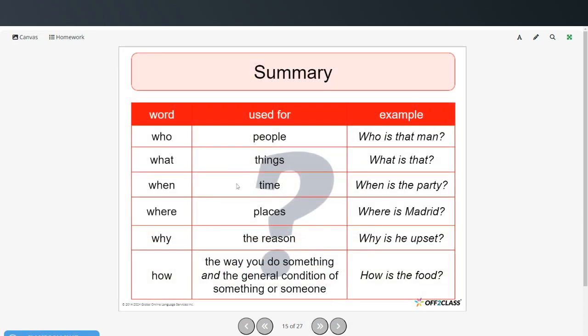So this is a summary. Who is used for people. Example, who is that man? What is used for things. What is that? When for time. When is the party? Where for places. Where is Madrid? Why, the reason. Why is he upset? And how, the way you do something and the general condition of something or someone. So how is the food?